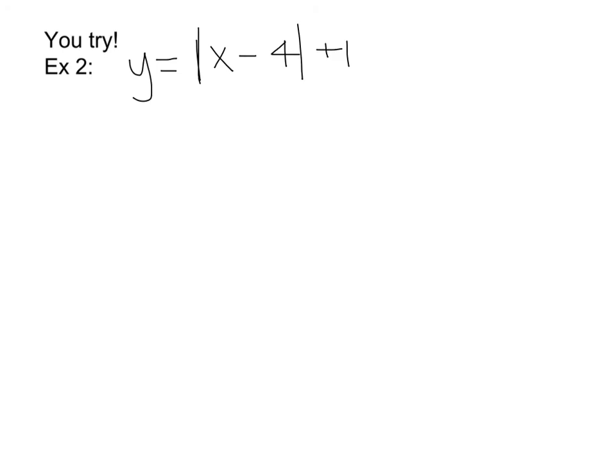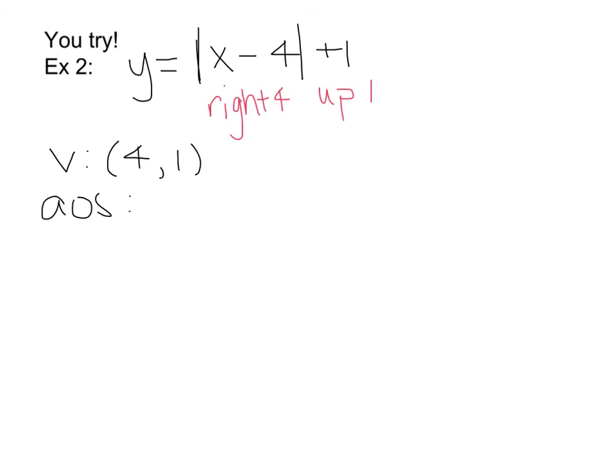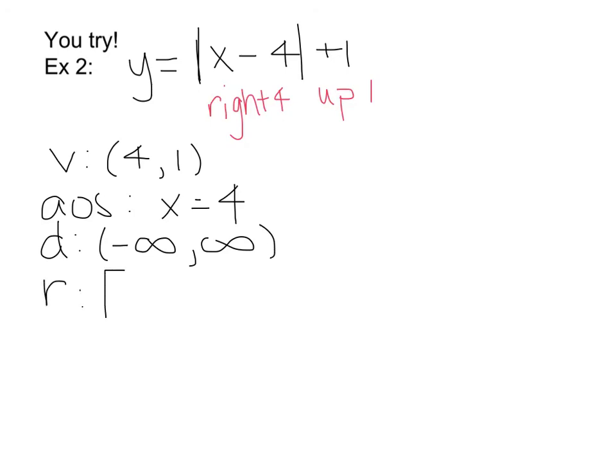Okay, -4, since it's inside my absolute value bars, is going to end up moving it to the right 4. The +1 at the end is going to move it up 1. So if that's the case, right 4 and up 1 is going to make the vertex at (4, 1), which is going to make the axis of symmetry at x equals 4. The domain, same as always, -infinity to +infinity. It's never going to stop growing. Range, check to see if A is positive, which it is. So it's my k value to infinity.